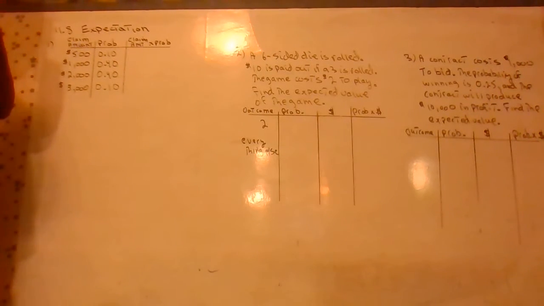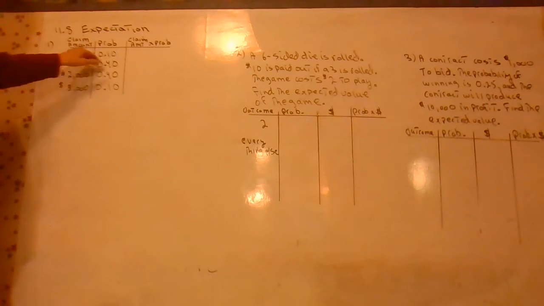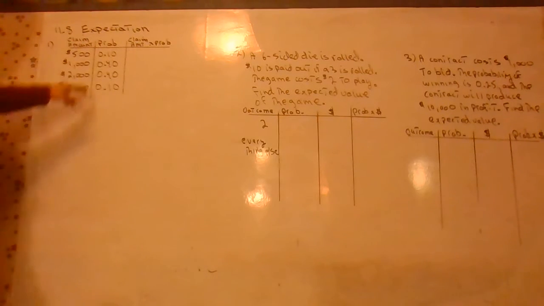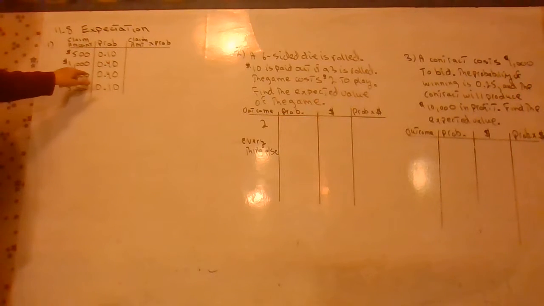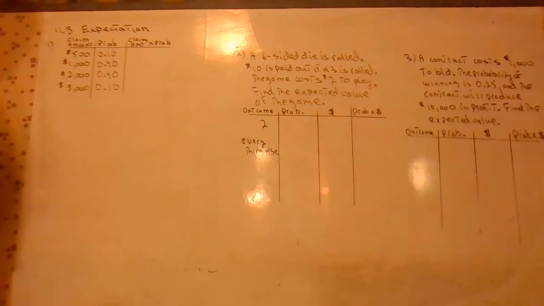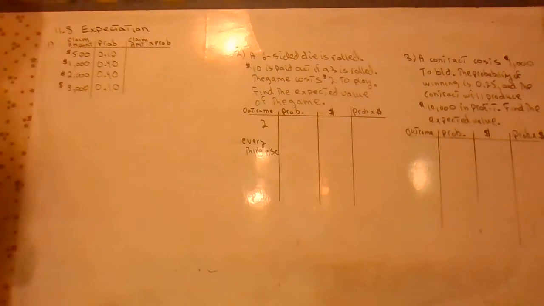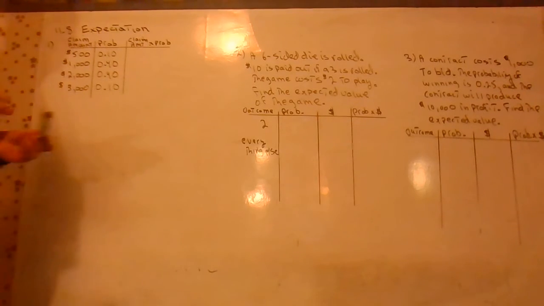11.8 expectation. We're going to look at three problems here. First of all, we have an insurance company, and the insurance company has a 10% chance of paying out a $500 claim, 40% 1,000, 40% 2,000, 10% of paying out a $3,000 claim. The expected value of this is what we could expect the insurance company to, on average, pay out. In a sense, it's a weighted average.